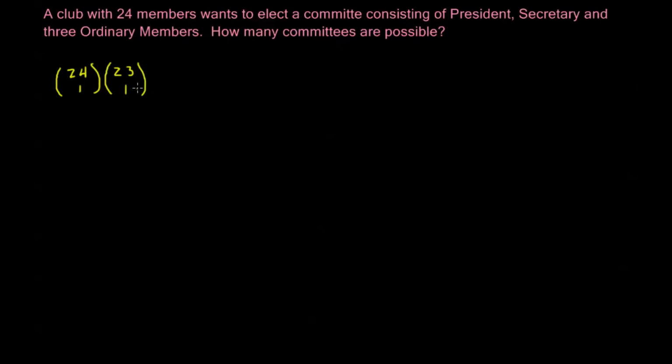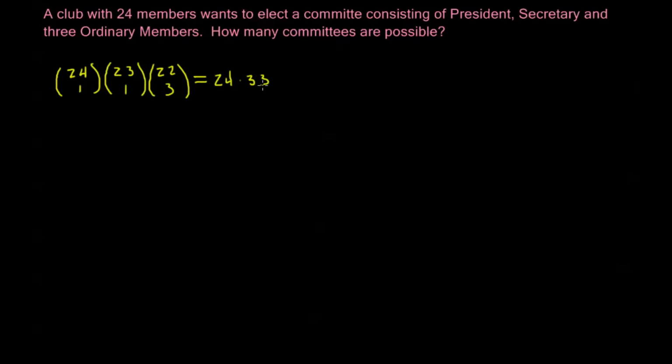Now, I don't want you to get confused. This doesn't mean that I've already chosen one president and there's 23. This means that for every one of my choices of president, no matter which person I chose for president, this is how many ways there are now to choose the secretary afterwards. And after I've chosen the president and the secretary, there's 22 choose 3 ways for me to choose the 3 ordinary committee members. Now 24 choose 1 is just 24.